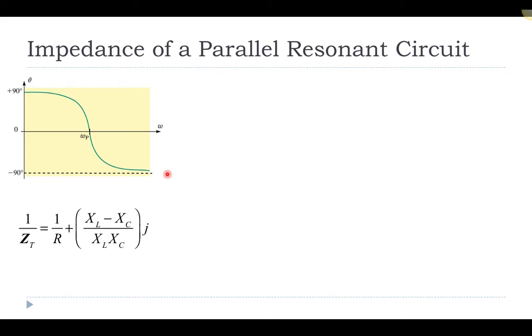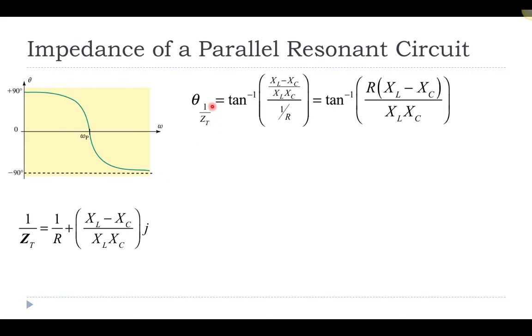We could just figure out what the angle is. In general, if I wanted to figure out the angle for this particular complex number, which is 1 over the impedance, I would take the inverse tangent of the imaginary piece over the real piece. I can multiply the top and the bottom by the resistance and bring this term down. I get this term right here. I can plug in that the inductive reactance is angular frequency times inductance. I can do the same thing for capacitance. It's 1 over the angular frequency times the capacitance.